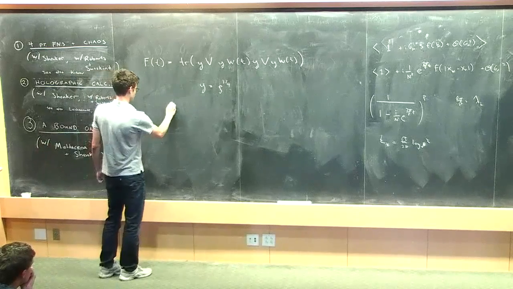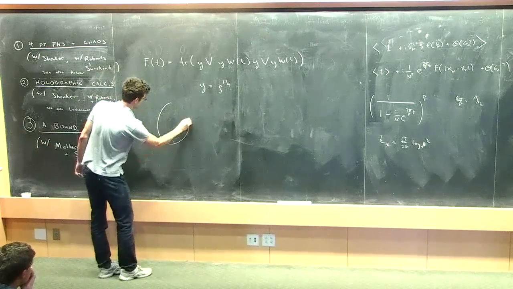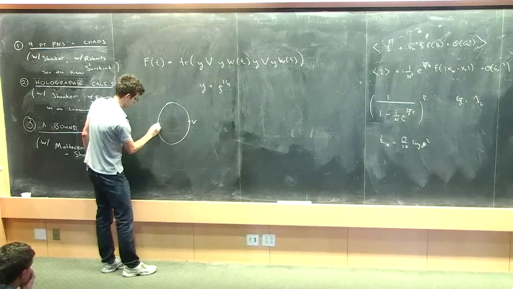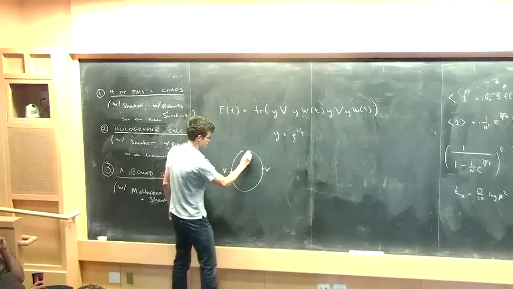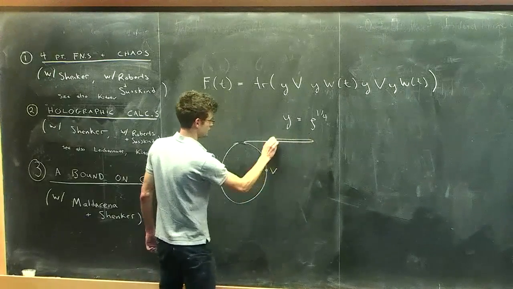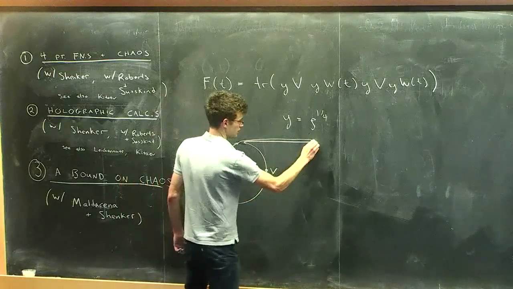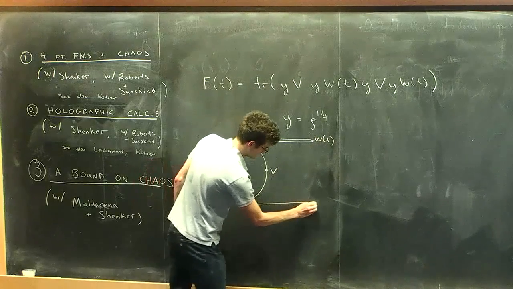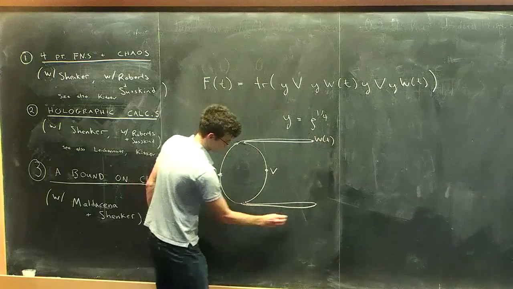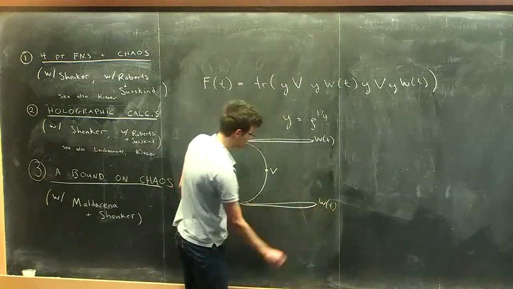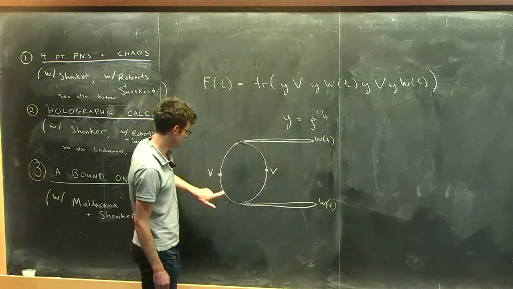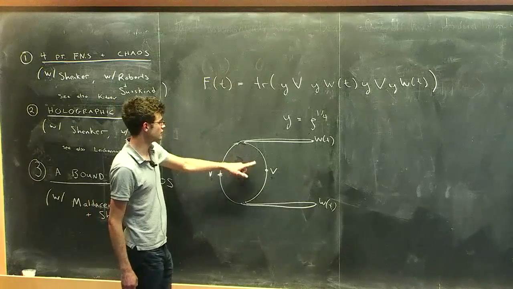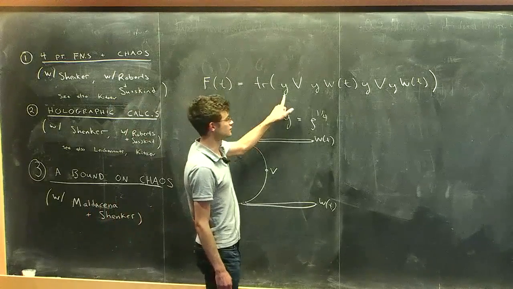You can write a contour for this thing. So this is the thermal circle. Then we've inserted a V operator here, a V operator there, and then a Lorentzian fold to produce the W of t operator, and another Lorentzian fold down here. So the contour ordering is V, W, V, W, and there's 1/4 of a Euclidean circle between the insertions. That's these factors of y.